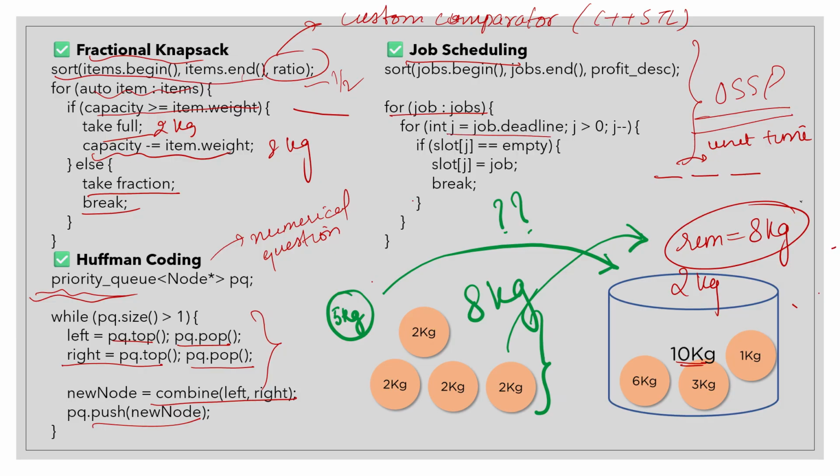For jobs, you check the deadline. You have to check the deadline. Check for an empty slot. If that slot is not empty, you'll have to place it into the adjacent previous slot. Previous slot. Very important.